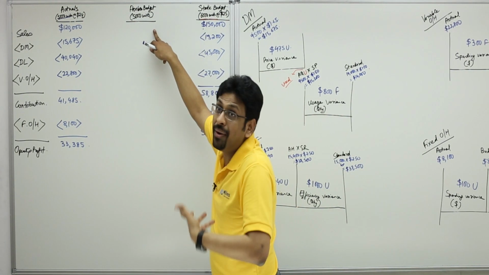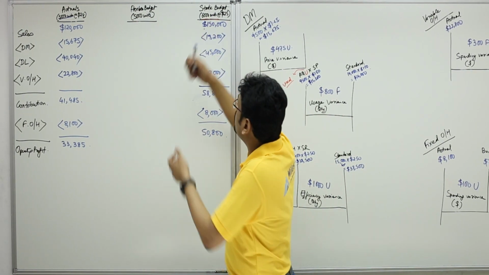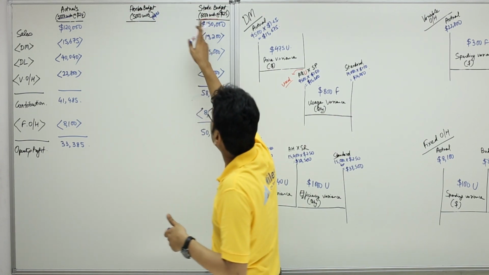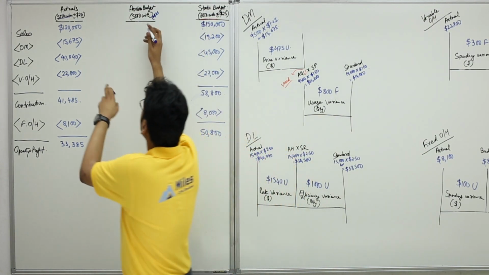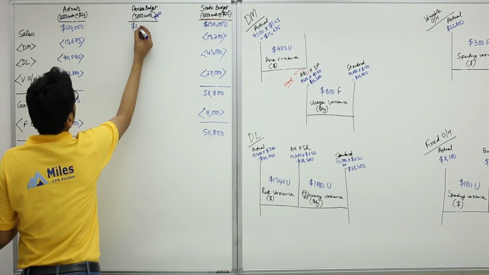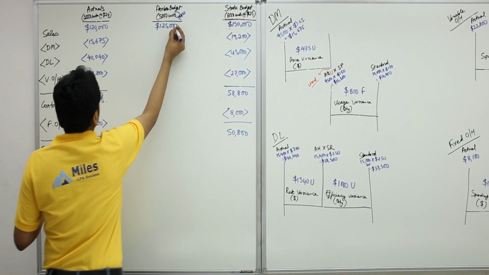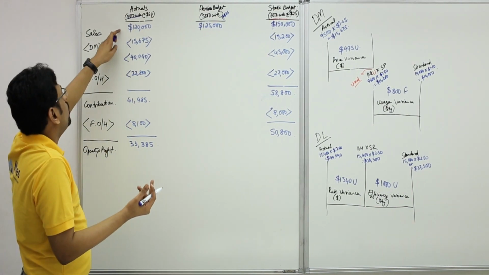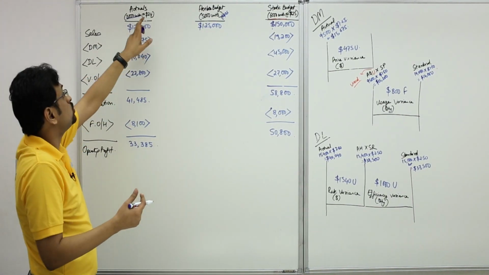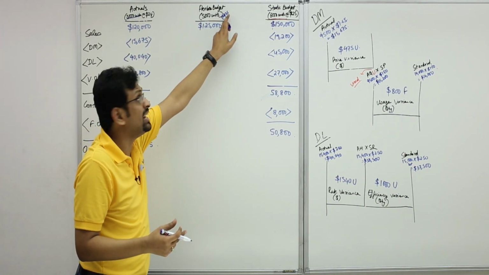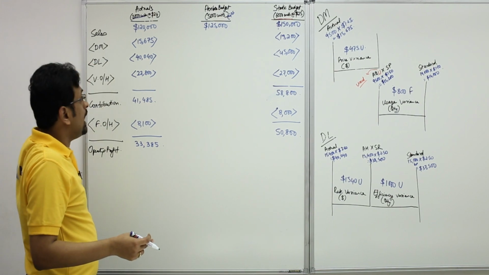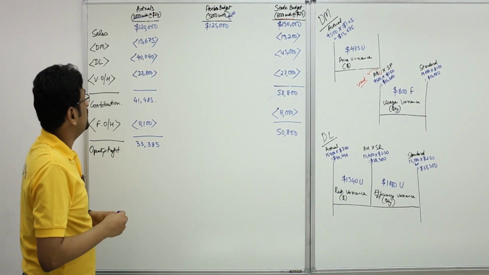The budgeted selling price per unit was $25. So 5,000 units at $25, sales should have been 125,000. They look lesser than that, 120. That's because the selling price per unit was 24, not 25. They couldn't get the 25 from their customers. They only got 24. Okay, let's now look at direct materials.